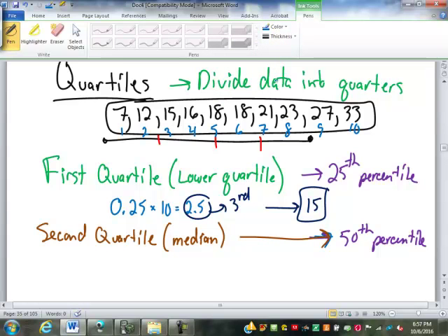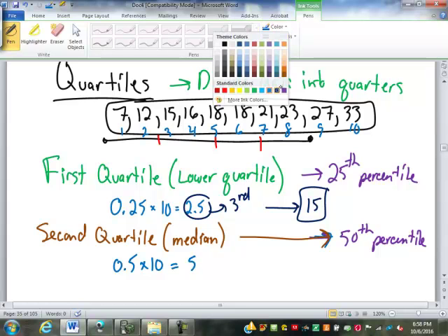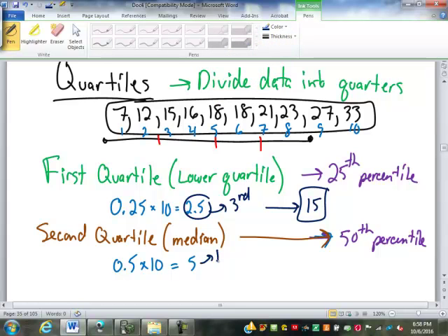So find the second quartile, or the median. 0.5 times 10 gives us 5, which tells us the median is between what two? 5th and 6th, which are 18 and 18. 18 plus 18 over 2 is going to be 18. I really didn't need to do that, but I wanted to remind you of the process.